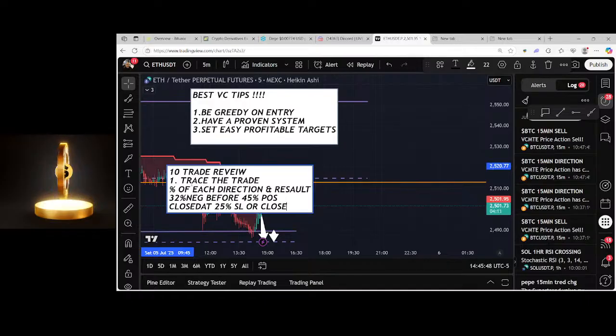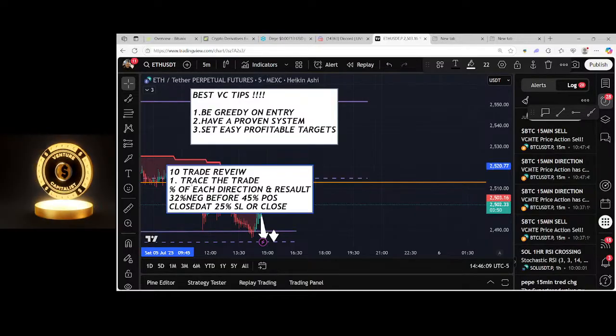If that makes sense, hit ones in the chat. Spam ones if that makes sense. You're tracking your first trade. You're tracking that it went negative 32%, then it went positive 45%, and then you closed it at 25% profit. Does that make sense? Hit ones in the chat.